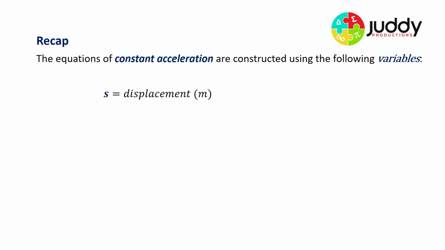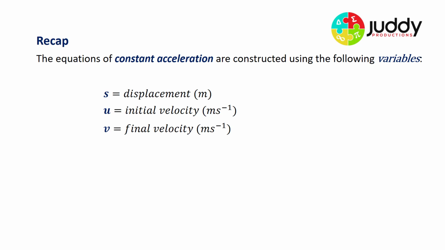So we have displacement, the shortest path from the start to the finish, and that's measured in meters and has the symbol S. An initial velocity measured in meters per second, and that has the symbol U. A final velocity in meters per second also, it has a symbol V. A, the acceleration, is measured in meters per second squared, and T, the time, is measured in seconds.